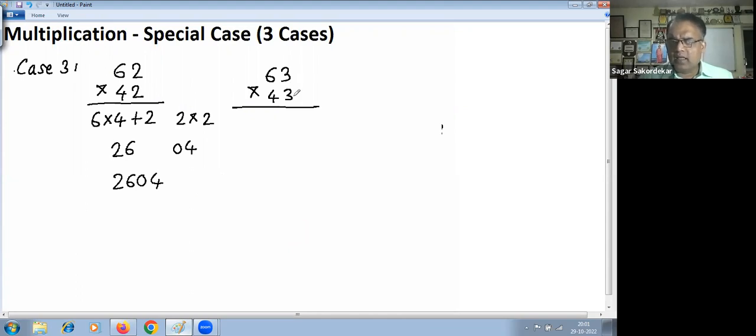Parth, here you're adding 3. China, correct. Sapik, correct. 6 into 4 plus 3. Parth, no. Both sides did a mistake, Parth. 6 into 4 plus 3. 24 plus 3 is 27, and the right hand side 3 into 3. Parth, correct now. So 24 plus 3 is 27 here. This is 9, which you would write 09. So answer is 2709.